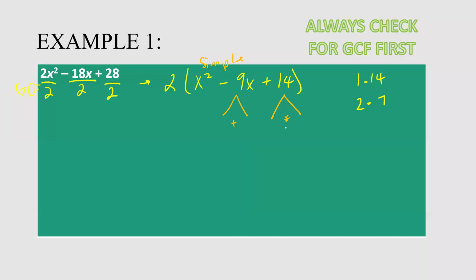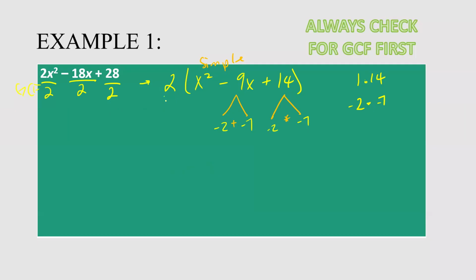Okay? 2 plus 7 gives me a positive 9, but I need a negative 9. So that means that they would have to both be negative. Does that make sense? So now negative 2 plus negative 7 equals negative 9. And negative 2 times negative 7, a negative times a negative makes a positive. Works out.